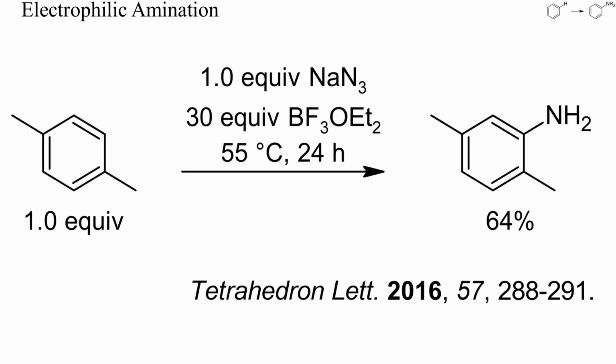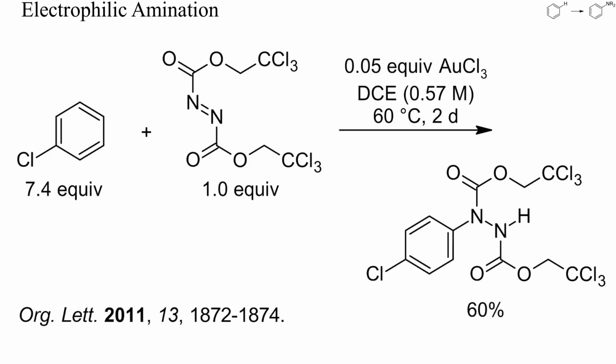Sodium azide in combination with acids can also bring about the amination of electron-rich arenes. In this example, paraxylene was aminated with just one equivalent of sodium azide and a large excess of boron trifluoride etherate. Electrophilic aminations are often conducted with azo compounds as electrophiles.